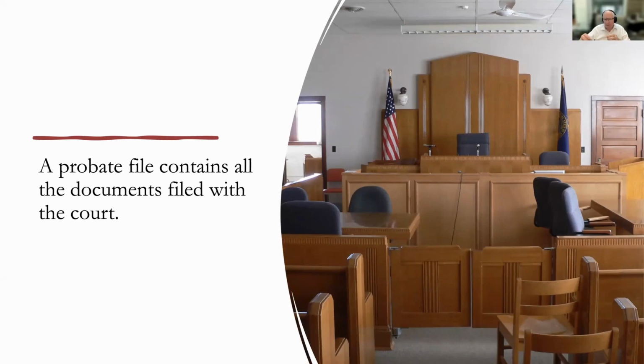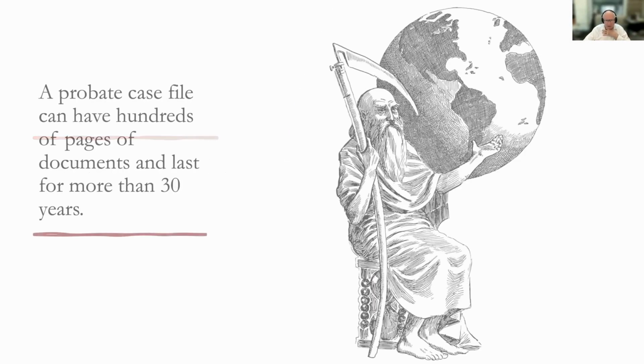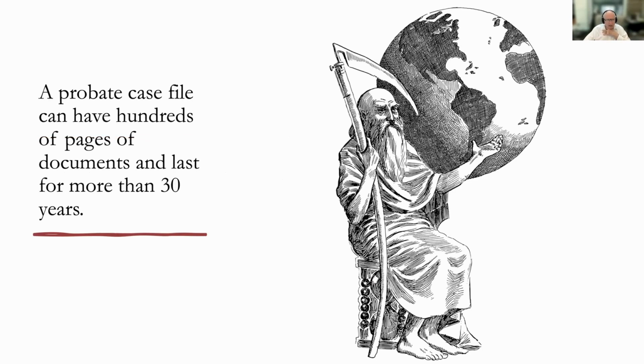Now, I'm not going to talk about anything past 1900 here in the United States. About 1970, actually, is when they began passing what's called the Uniform Probate Code, and that kind of revised all of this stuff. But back in history, what we're dealing with as genealogists, these records are extremely valuable, as I will say over and over again. So a probate case file can have hundreds of pages of documents, and as I mentioned, last more than 30 years. And I know that they can last more than 30 years because I found cases that have lasted more than 30 years. So it's not unusual, and time can go on forever.